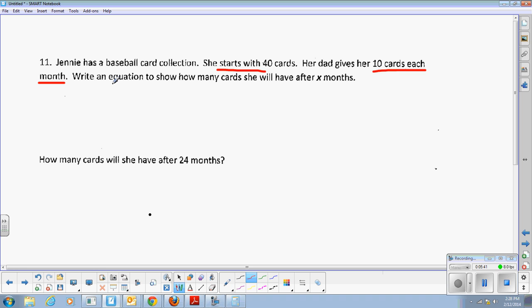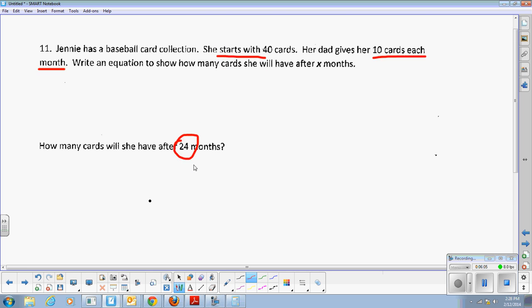So now you need to determine, is that arithmetic or geometric? Does it sound like I'm starting with an amount and then adding something to it? Or am I starting with an amount and then always multiplying by something to that starting amount? So you've got to figure out starting and adding or starting and multiplying. Then once you figure out your equation, you're going to put that 24 right there. You put it in place of your x and do your calculation for how many cards she'll have after 24 months.